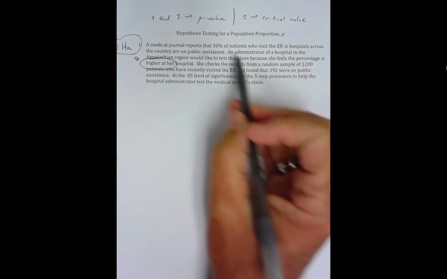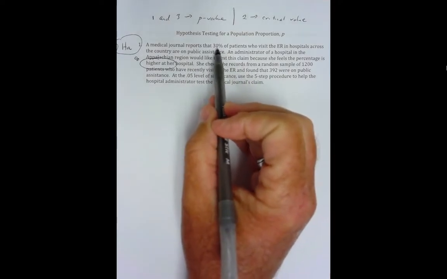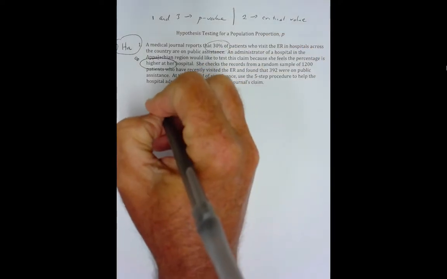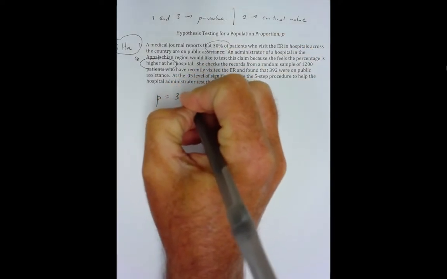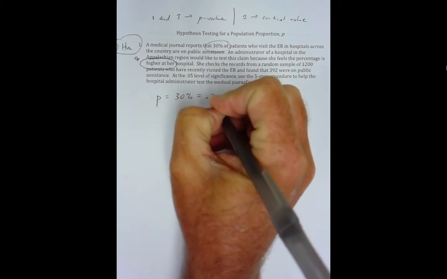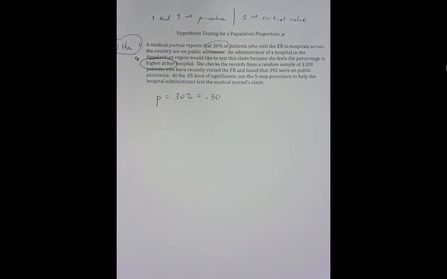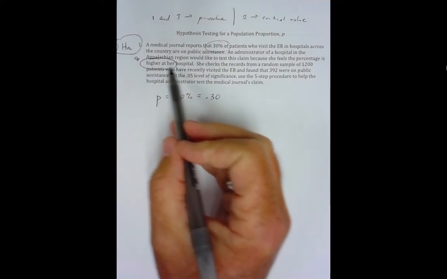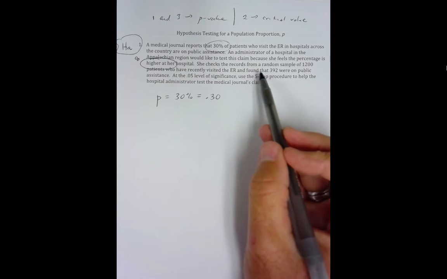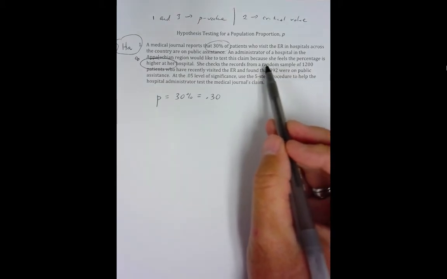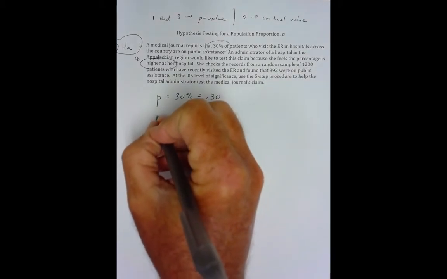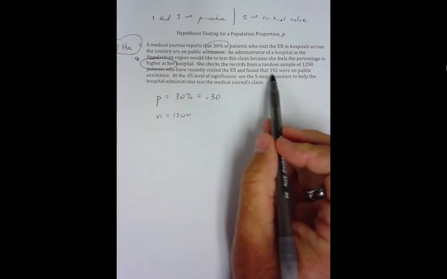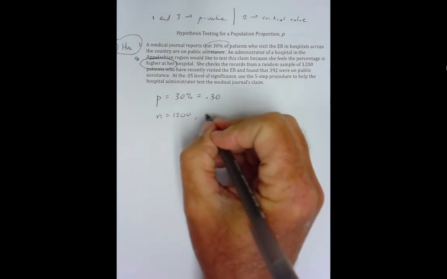So right now, as I read things, I'm thinking as I go along. First of all, there's a report about everyone, so I know that p is 30%, and I'm always going to want to work with the decimal part. I also know this is higher, as I indicated earlier. When I come on down, it says visited the ER and found that we have a random sample of 1,200, so I know my n is 1,200. 392 were on public assistance.